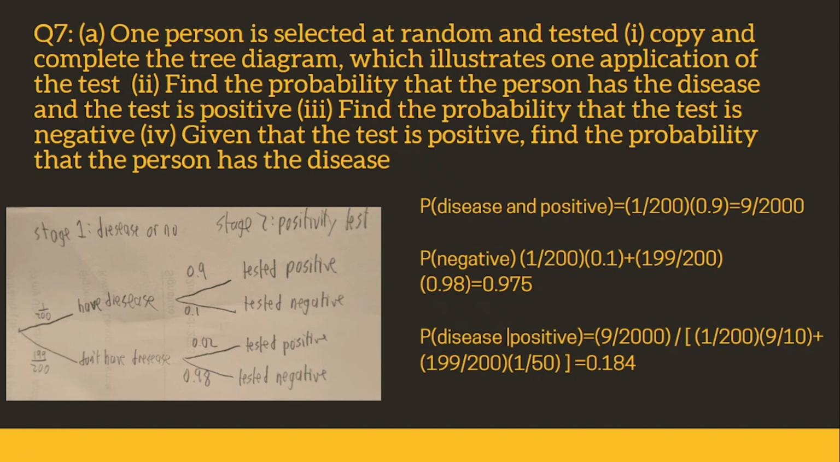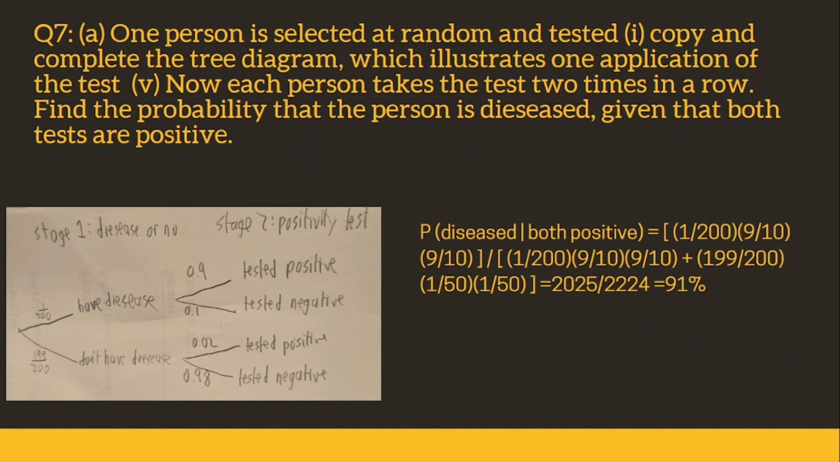And for part 3, they want to see whether they have the disease given that the test is positive. So in this case, it will be 9/2000 divided by the two scenarios where they are positive: 1/200 × 9/10 + 199/200 × 1/50, to give you 0.184.